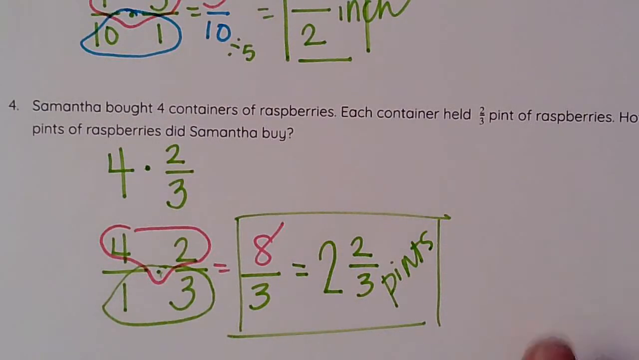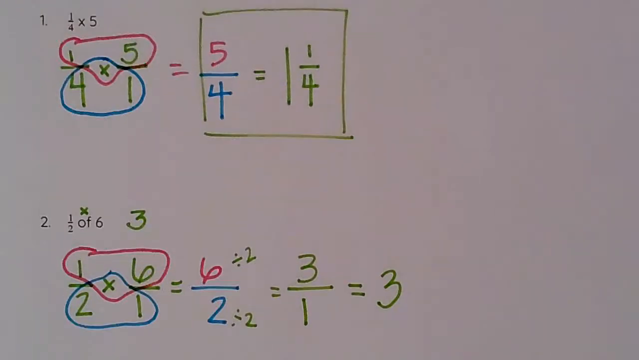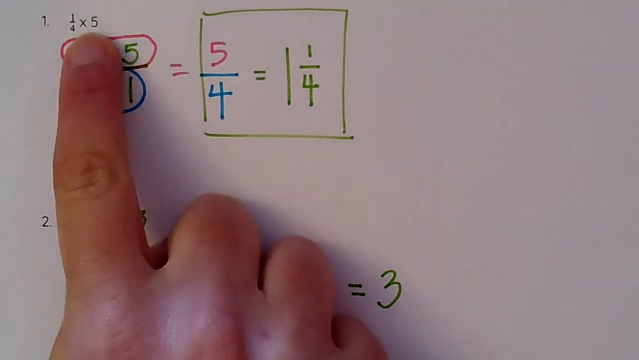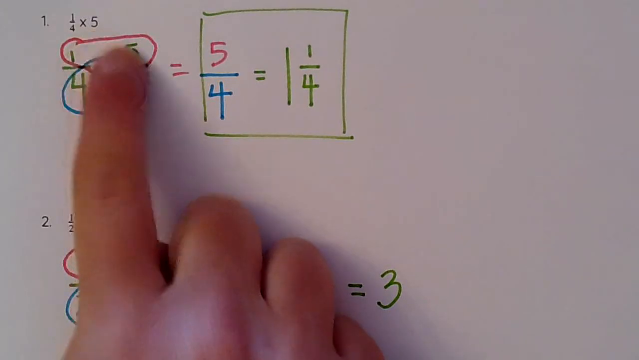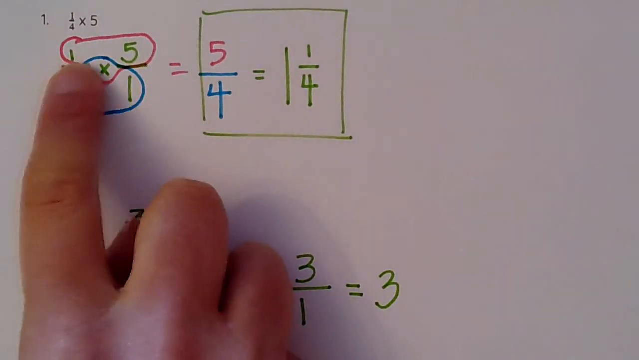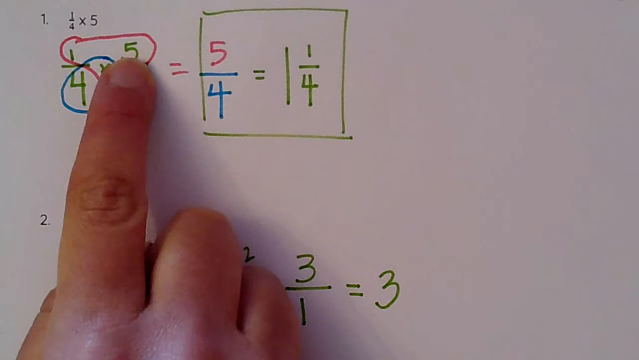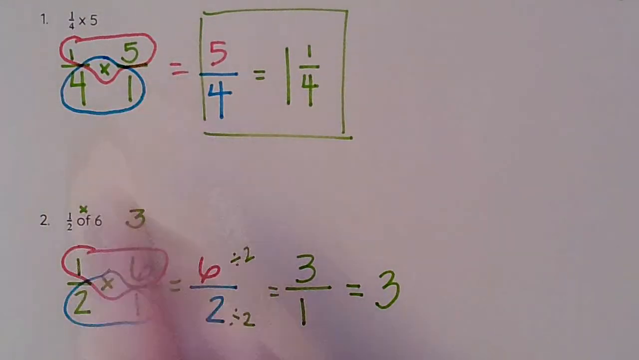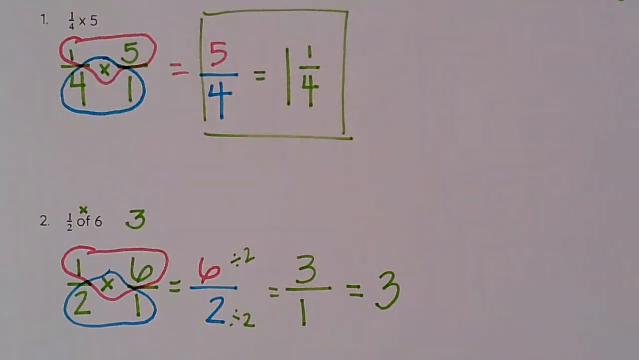To recap, when we are multiplying fractions by whole numbers, we set up our problem by putting a 1 in the denominator of our whole number. So 5 turns into 5 over 1. That's not changing anything. This is just saying 5 wholes. Then from there, we multiply straight across. We multiply our numerators, multiply our denominators, simplify if we can, and we've got our answer.